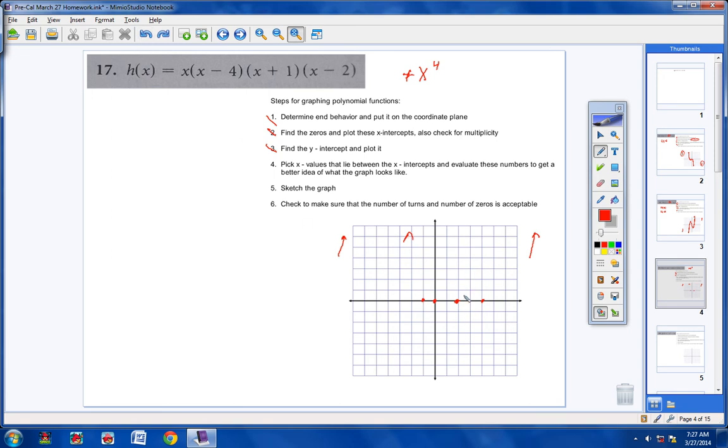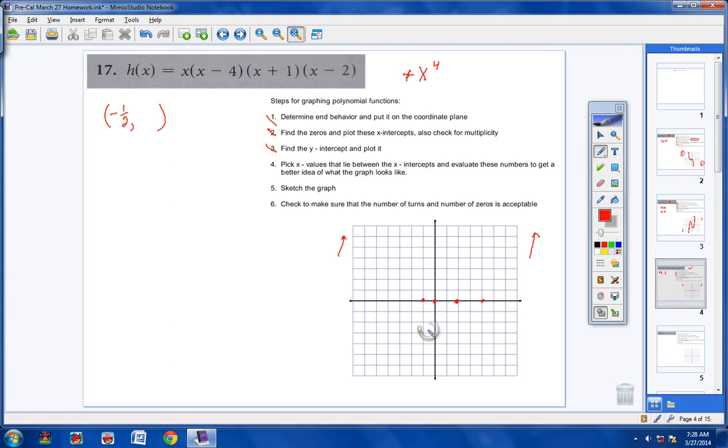So that looks pretty solid there, but I still better find out where some of these values are. For example, I want to know exactly what the graph is doing between 0 and negative 1. So I'm going to substitute into my function negative 1/2, okay? And you will get out a negative 2.8. Alright, so at negative 1/2, we're down to negative 2.8.